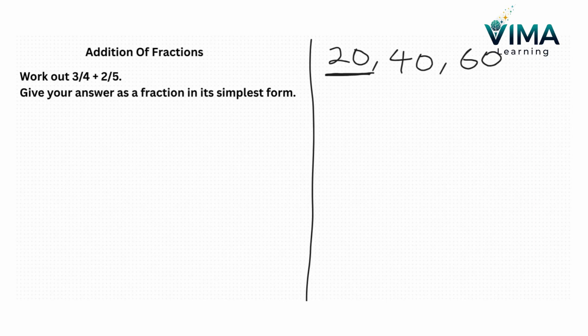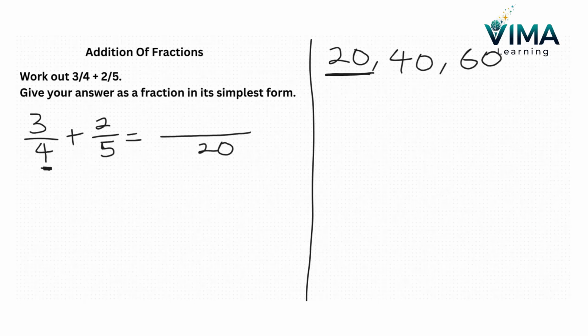Now, since we know that our common denominator is 20, we can go ahead and say 3 over 4 plus 2 over 5 and put our common denominator 20. Now, the way to solve this is you use your common denominator to divide the denominator of the first fraction. So 20 divided by 4 gives us 5. The answer you get, you now use it to multiply the numerator of the fraction.